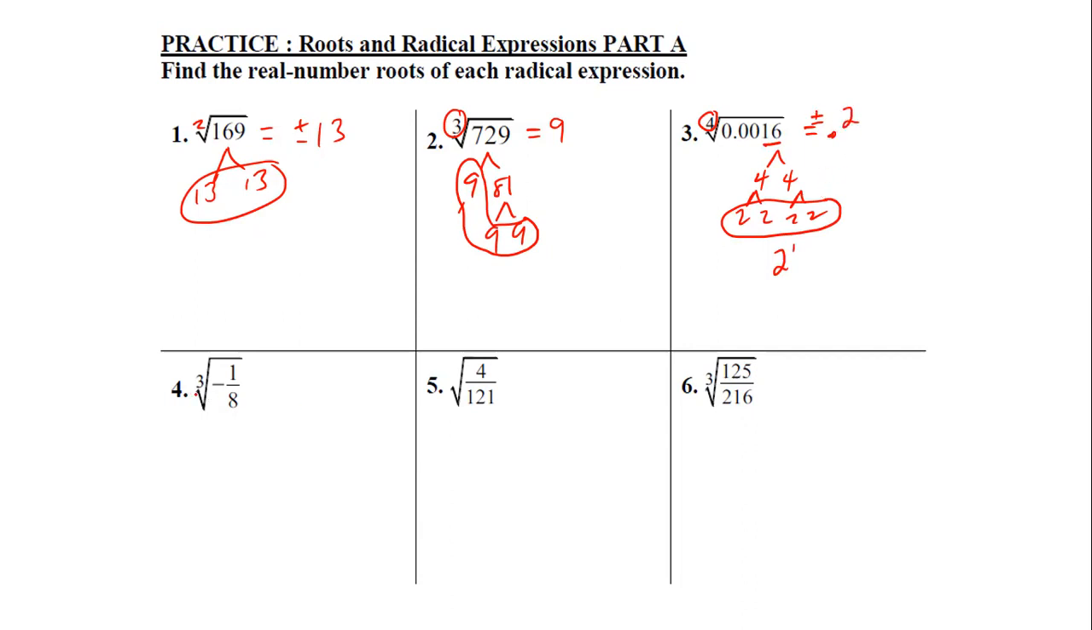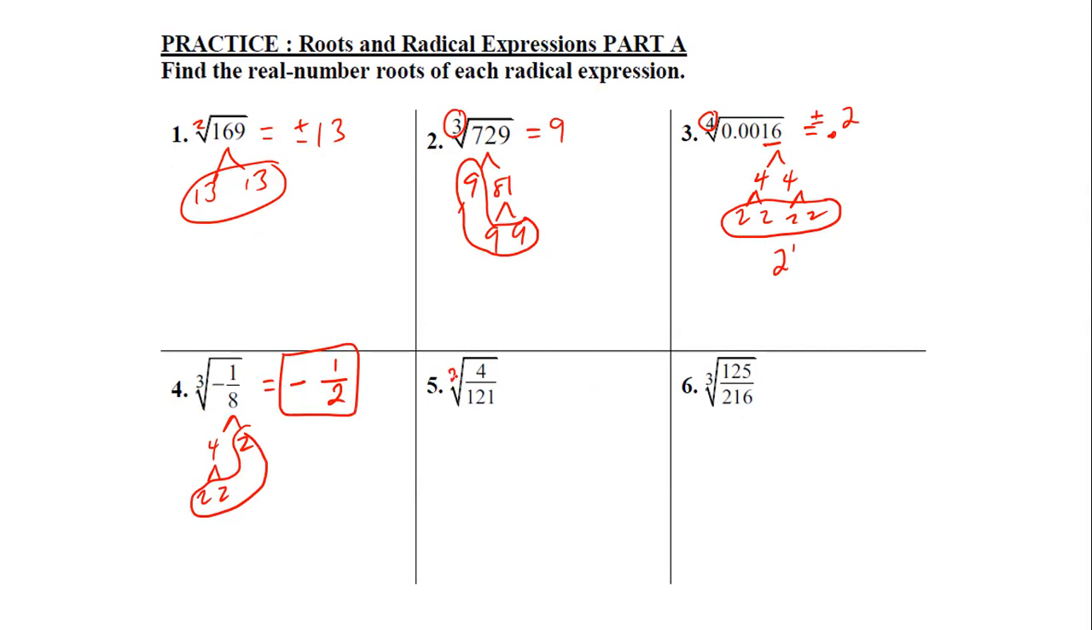Okay. I have the cube root of negative 1/8. The cube root is going to be negative because it's already negative. Any root of 1 is going to be 1, so I know that my numerator is still going to be 1. 8, well, 8 is going to break down to 4 and 2. So the cube root of 8 is 2. So my answer would be negative 1/2.